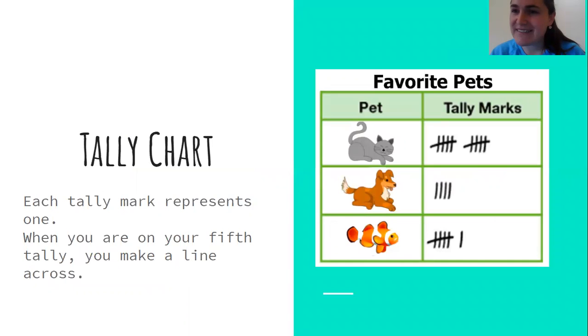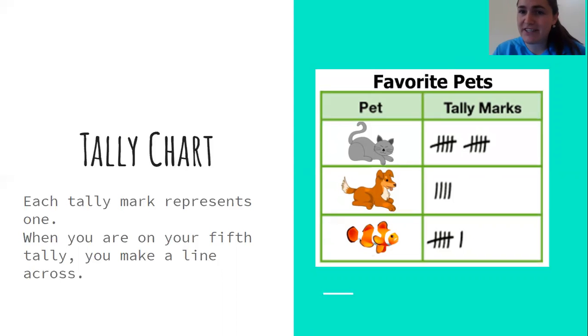So there are many different kinds of graphs and charts. And the first one we're going to talk about is a tally chart. A tally chart uses tally marks. And tally marks are just those little lines. And each line represents one thing or one person. Okay, and when you get to 5, you go 4 down. You go 1, 2, 3, 4. And when you get to your 5th, you make a line across instead of down.